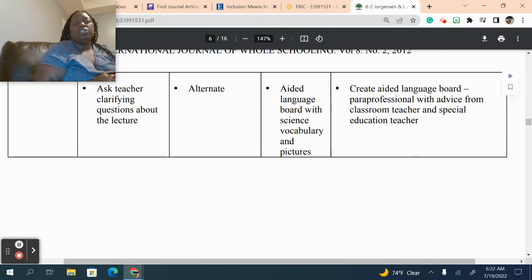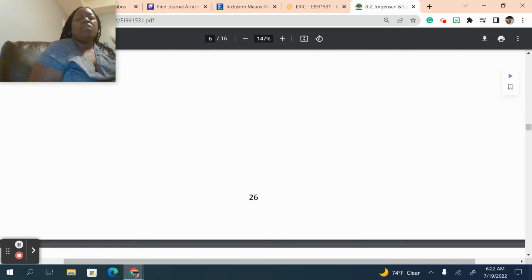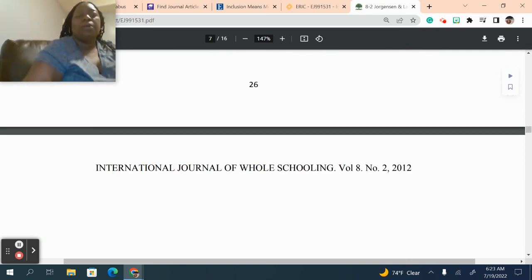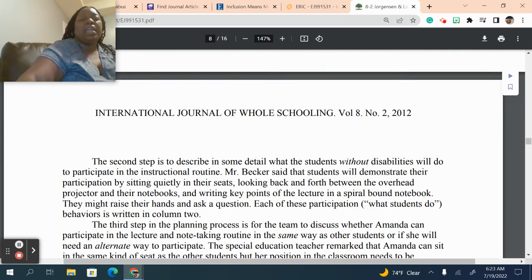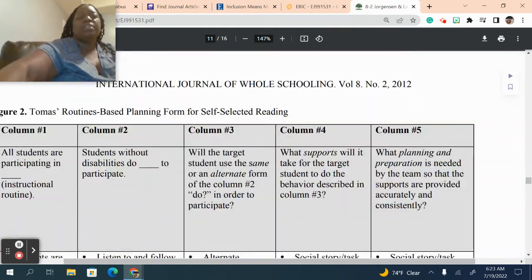Also, you've got the general ed students asking clarifying questions. You have the special ed student having an alternate with an aided language board with science vocabulary and pictures. That use of a communication board is not just for nonverbal students. Who's going to create it? You've got a paraprofessional with a device from the classroom teacher and special education teacher. So you have all this stuff already in your planning mode. So it's helping you plan, helping you have success because you are planning for success.